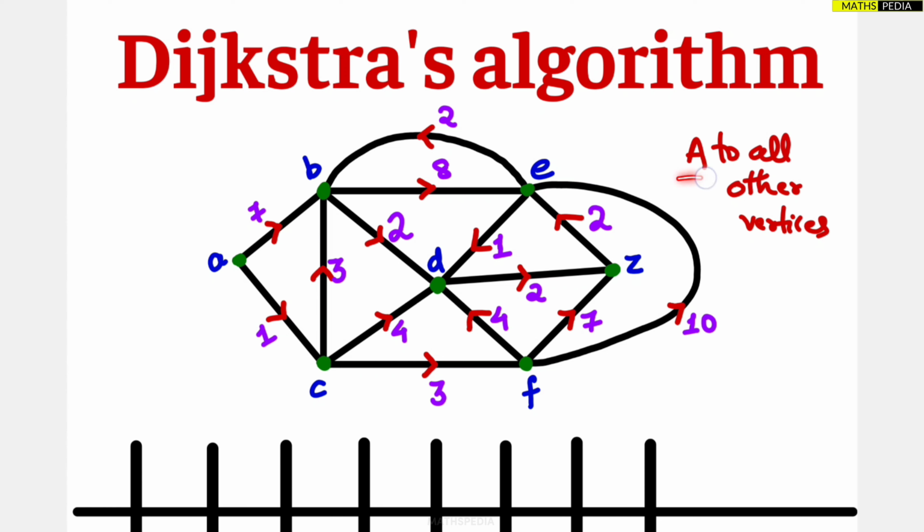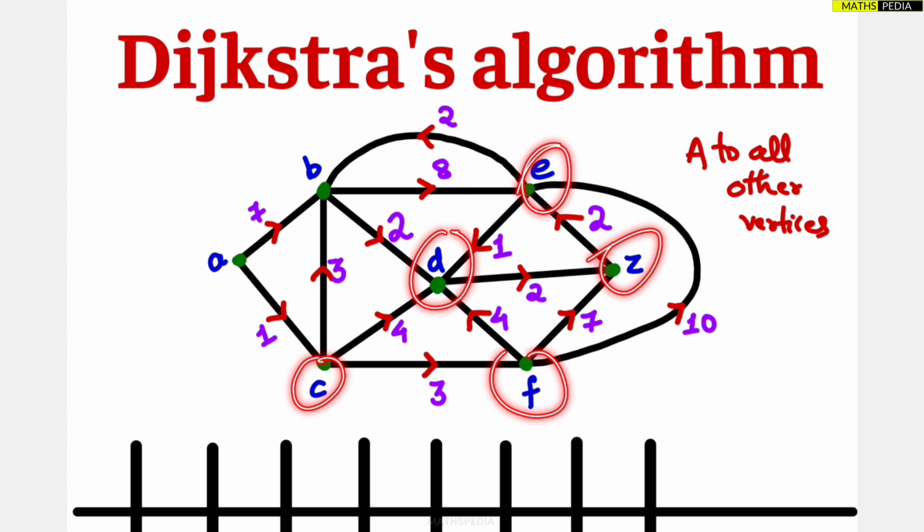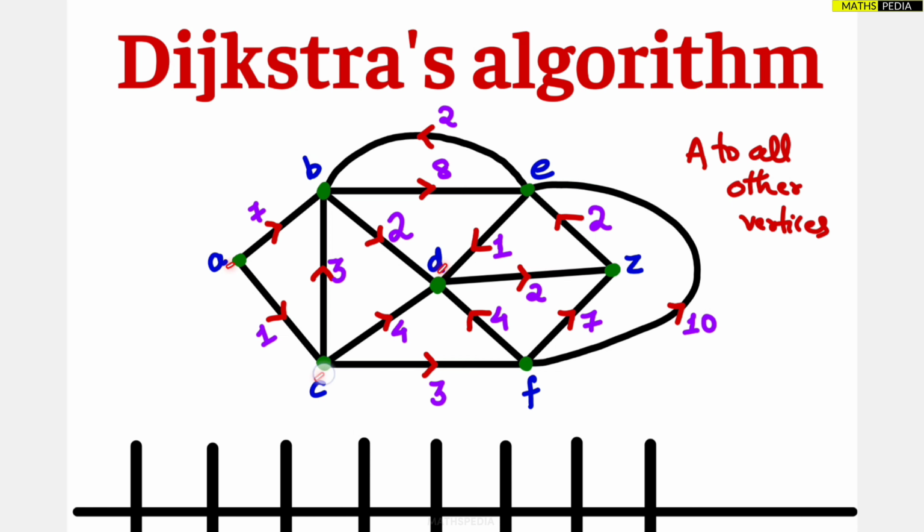Now we have to find the shortest path from vertex A to all other vertices. Capital A is the same as small a. So how many vertices are there? A, B, C, D, E, F and Z. So totally we have 1, 2, 3, 4, 5, 6, 7 vertices. It is given in alphabetical order itself, and we are just going to write them in alphabetical order. The weights of the edges have also been given, and arrows are also represented.